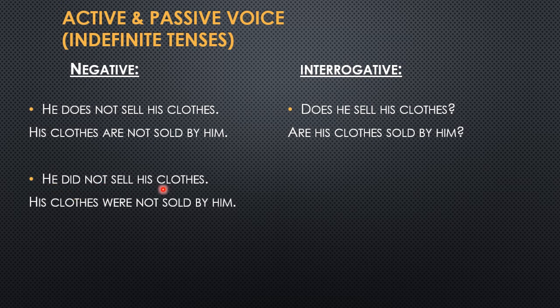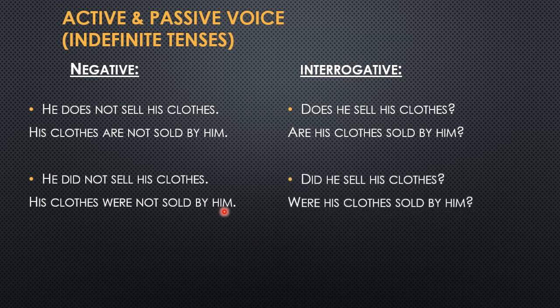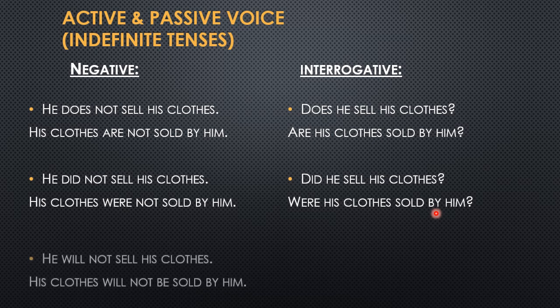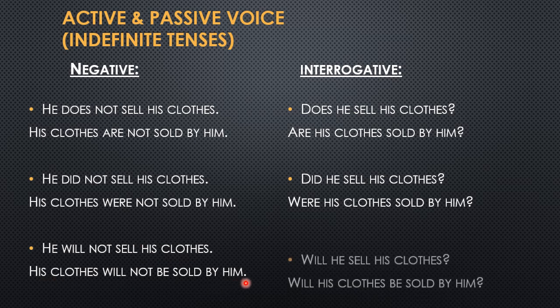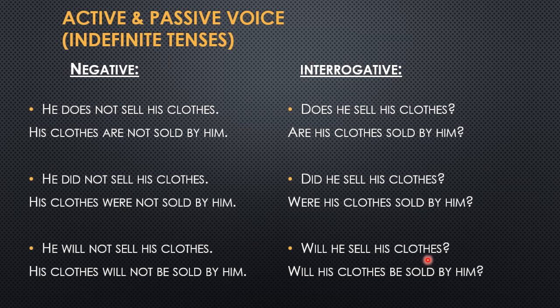Number two sentence is an example of past indefinite tense. He did not sell his clothes. His clothes were not sold by him. And its interrogative sentence: did he sell his clothes? Were his clothes sold by him? Example of future indefinite tense, negative sentence. He will not sell his clothes. His clothes will not be sold by him. And its interrogative is: will he sell his clothes? Will his clothes be sold by him? So here are the examples.